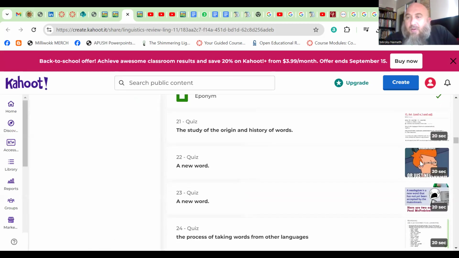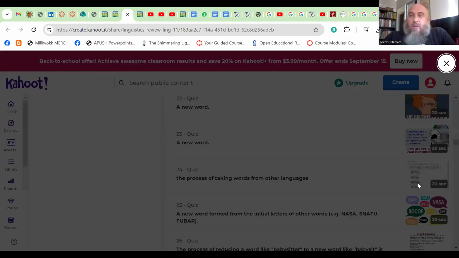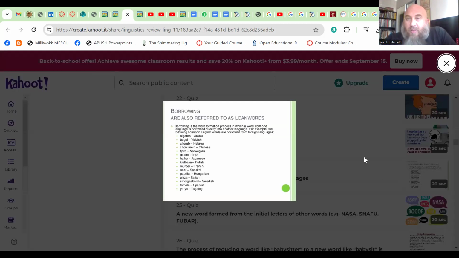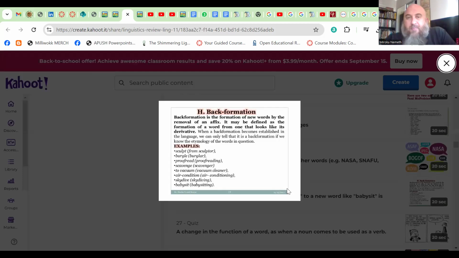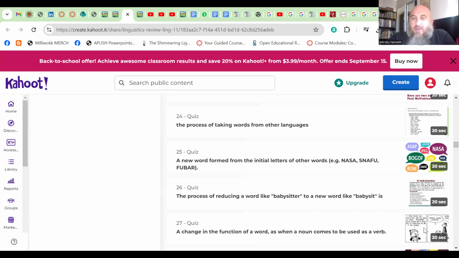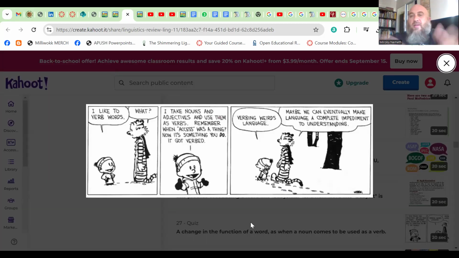Eponym, neologism, borrowing. Some of the English language is borrowed, and there are so many acronyms in English. Then back formation. You can pause the Kahoot and look at the images I put in here. This is actually a Calvin and Hobbes cartoon about converting. I like to verb nouns.